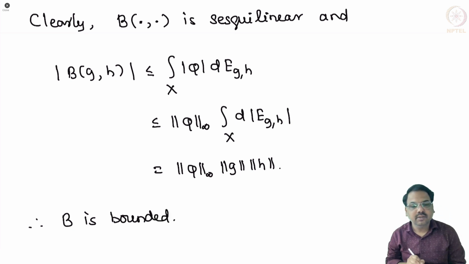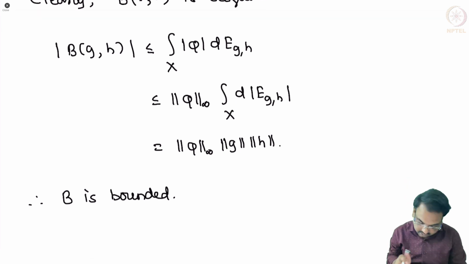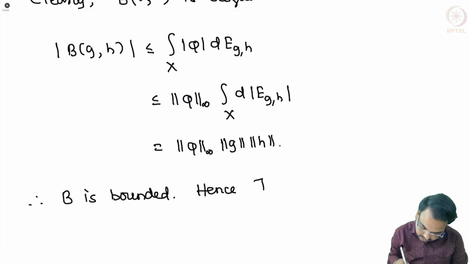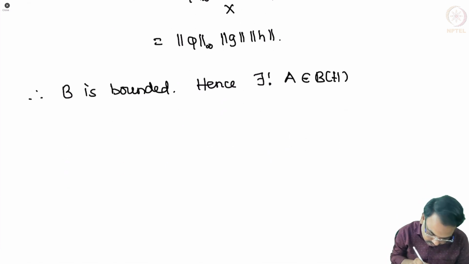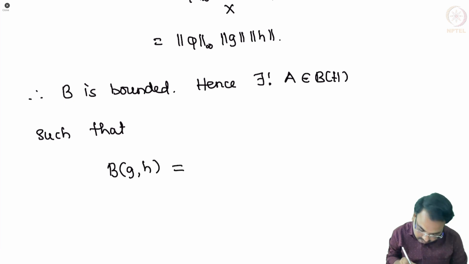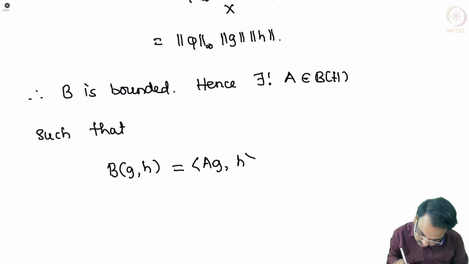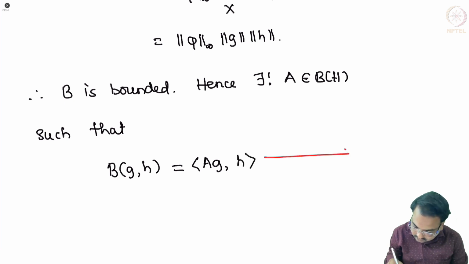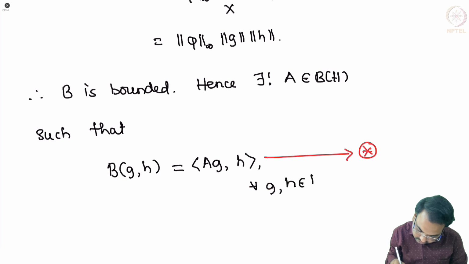We know that given any bounded sesquilinear map, there exists a bounded linear operator such that B of g,h is the inner product of Ag with h. Hence, there exists a unique bounded operator A in B(H) such that B of g,h is nothing but the inner product of Ag with h. Let us call this equation star. So this is true for every g and h in H.